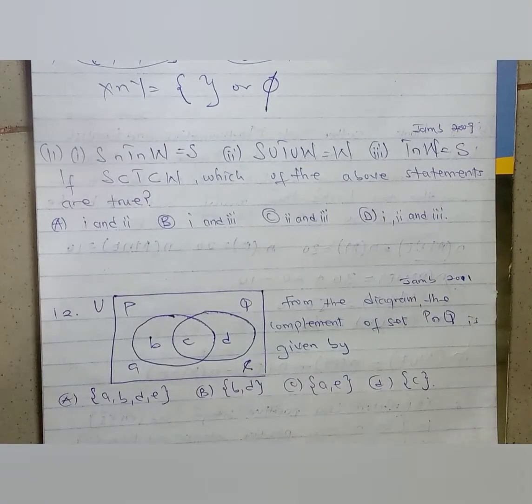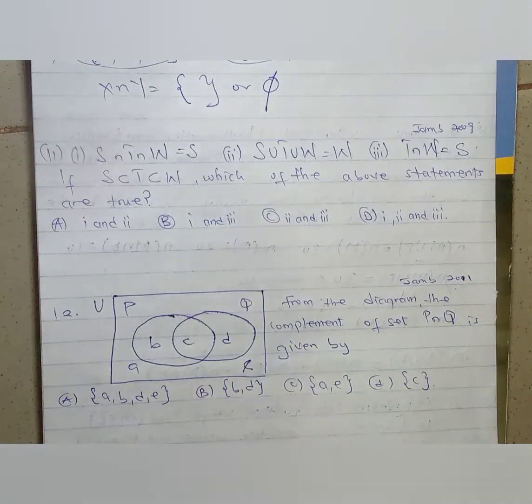Now, question number 11. I: S intersection T intersection W is equal to S. II: S union T union W is equal to W. III: T intersection W is equal to S. If S is a subset of T and T is a subset of W, which of the following statements above are true?